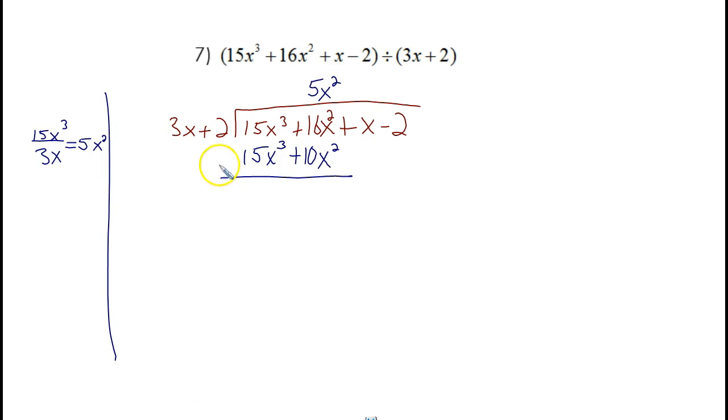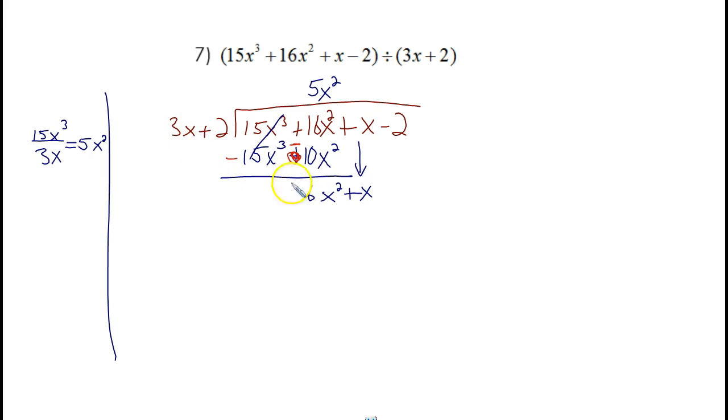When I subtract, I need to subtract both terms, so that means that both signs change. In this case, they both change to subtraction, to minus signs, and then I subtract down. 15x to the third power cancels out. 16x squared minus 10x squared is 6x squared. I bring down the next term, which is plus x, and I start the process all over again.